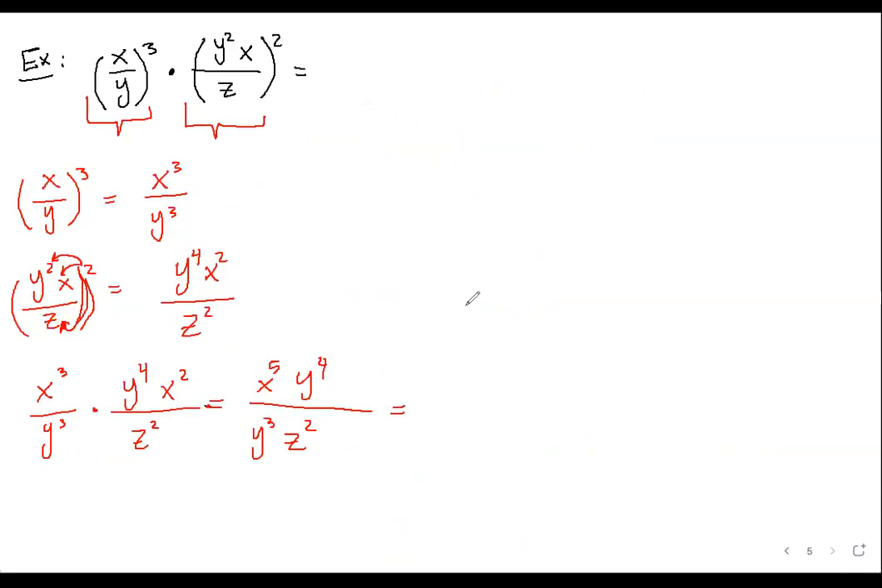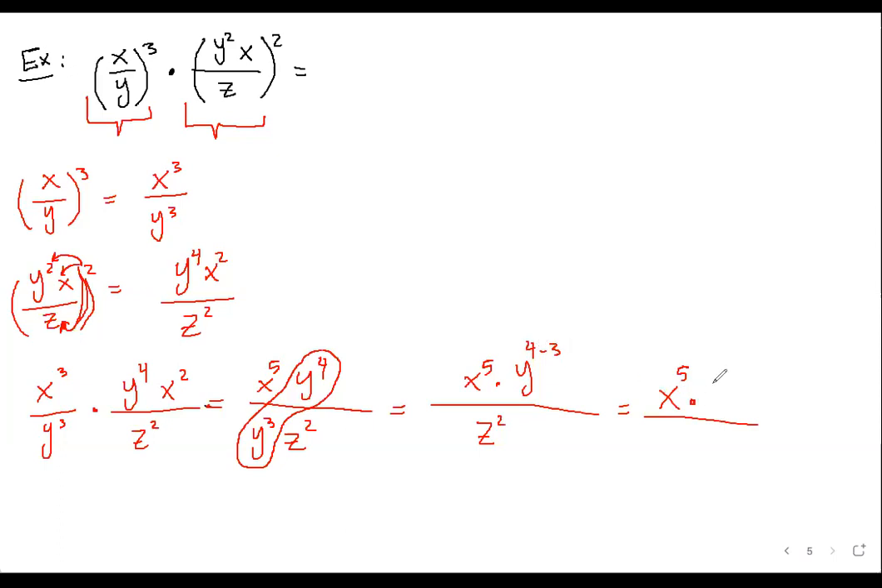Go back here. I have this one. The same base, different exponent. This means x to the 5 times y to the 4 minus 3 over z squared. This is equal to x to the 5, y to the 4 minus 3, which is y, over z squared. And this is the simplest form for this question.